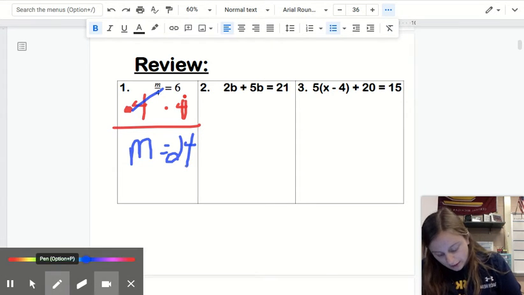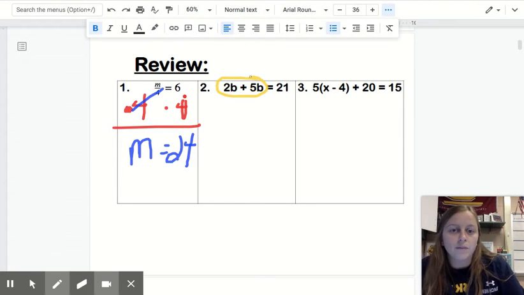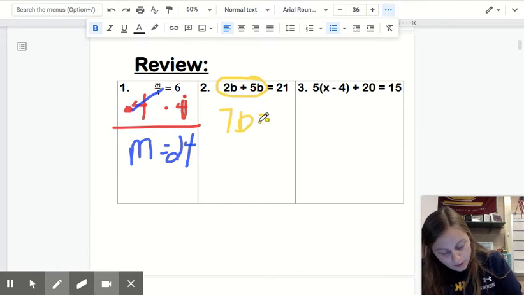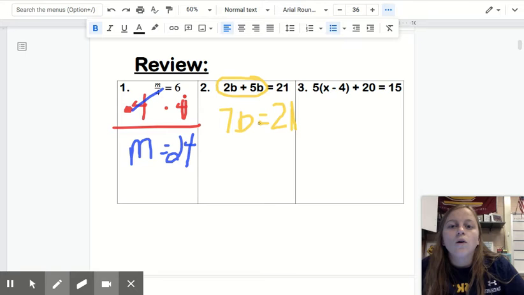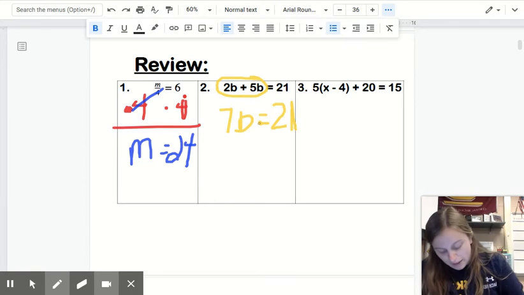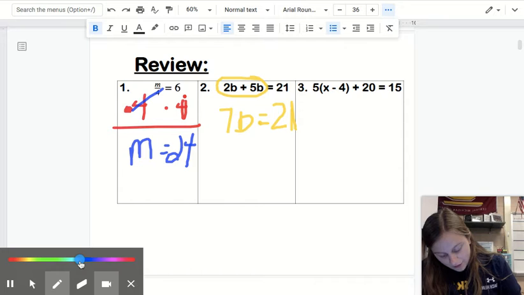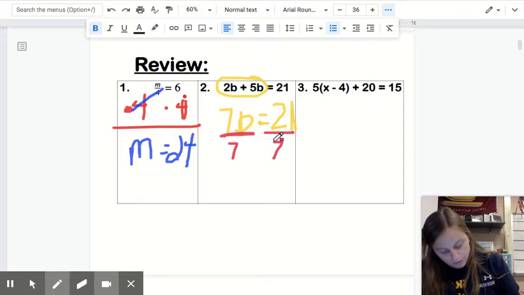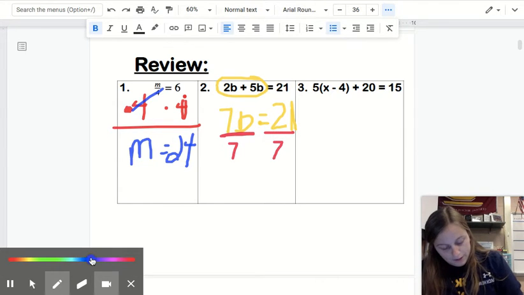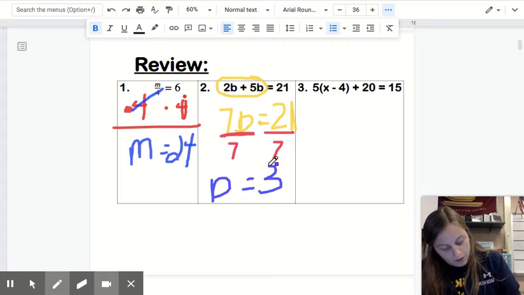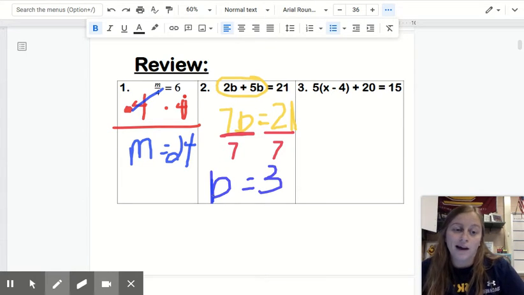Okay, this one's a little different. Here, we need to combine like terms. 2b plus 5b really can be combined to say 7b equals 21. Then we need to get rid of that times by 7. The inverse of timesing by 7 is really dividing by 7 on both sides. So we end up with an answer of b equaling 3. So again, for this one, we needed to combine like terms and then do our inverse.